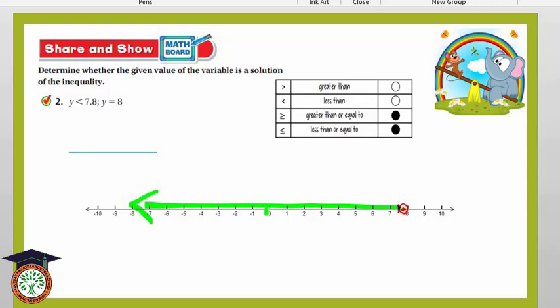He's asking about a certain number. Which number is that? He's asking about 8. Where is 8? 8 is here. Is 8 a solution? No, it's not on my number line. So 8 is not a solution. Y equals 8 is not a solution.